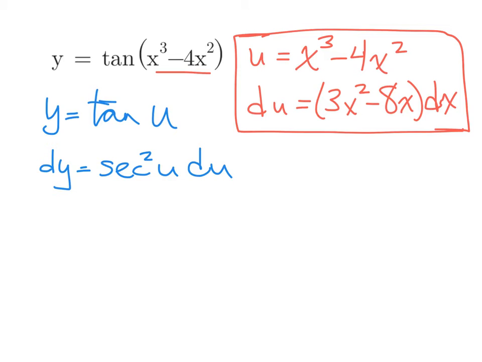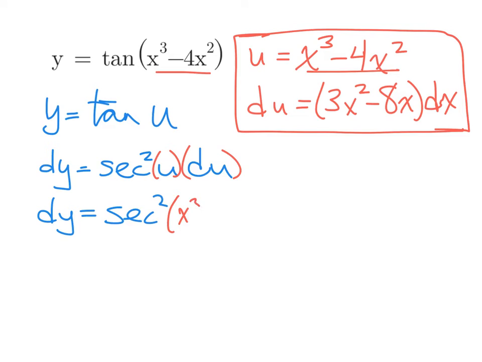Next, I'm going to take all of those functions that I have written as u and du. I'm going to take their values in terms of x and substitute them back in these two places. So what that's going to mean is that right now we have dy is equal to the secant squared of u. But I see that u is this x cubed minus 4x squared. So that's what I'll put inside of here, x cubed minus 4x squared. And du is going to be 3x squared minus 8x dx.